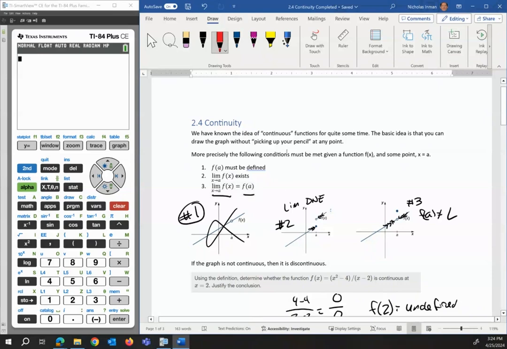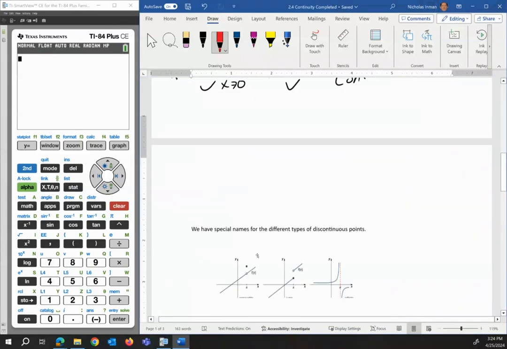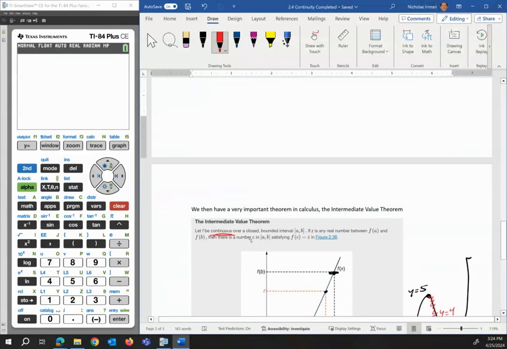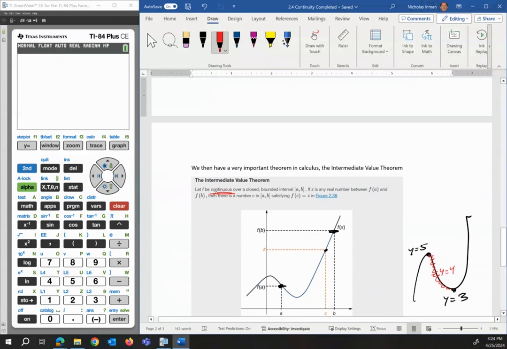We love our continuous functions in calculus. Pretty much everything we do is going to start with this phrase, let f be a continuous function. And so it's going to be very, very valuable as we move forward.